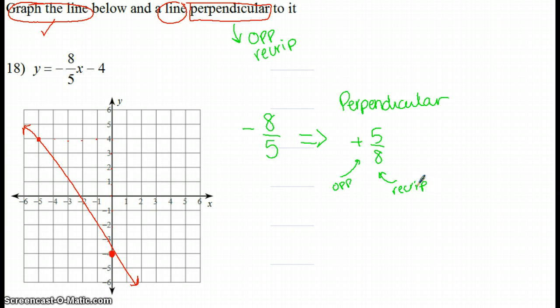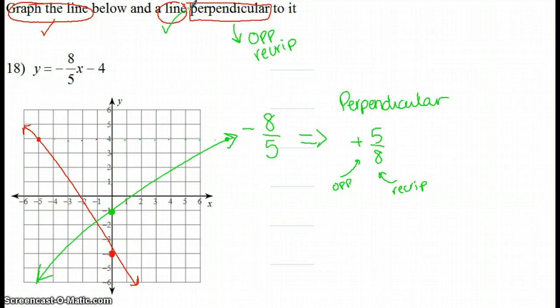I can choose any y value that I like. For my equation, I'm going to start at negative 1. I'm going to rise 5 and run 8. That is my perpendicular line, and I have graphed it.